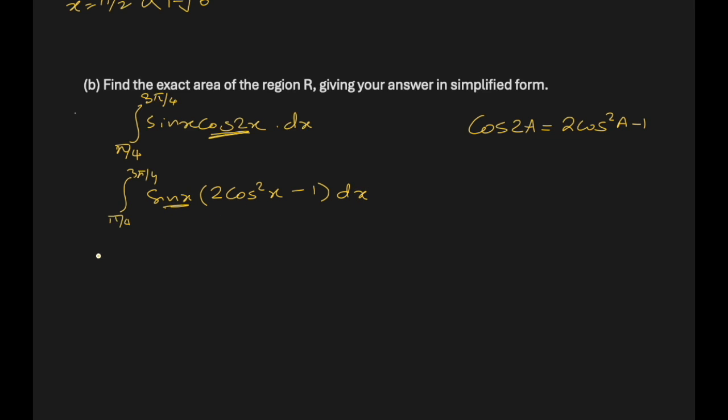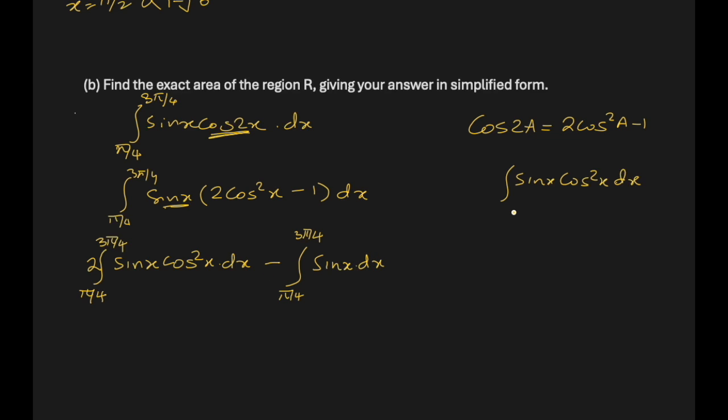So sin x multiplies with this. This becomes our first part. 2 I can take out: 2 sin x cos square x dx is the first one, minus sin x dx becomes the second part.